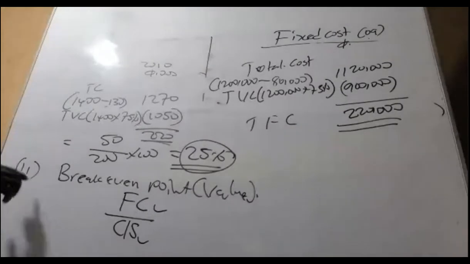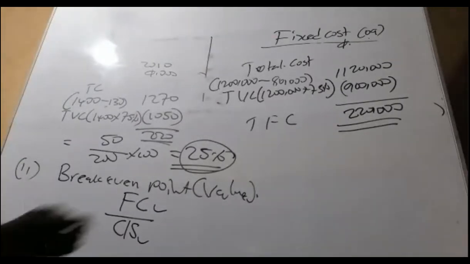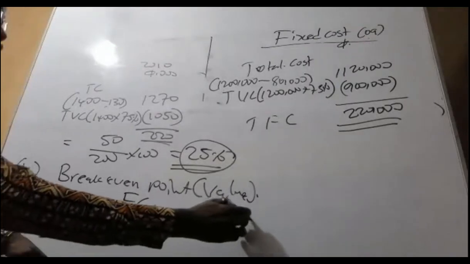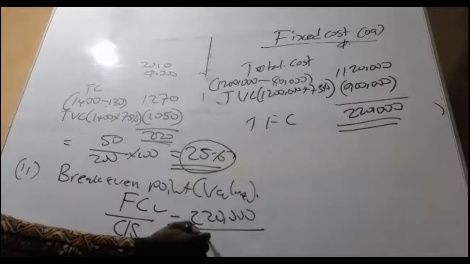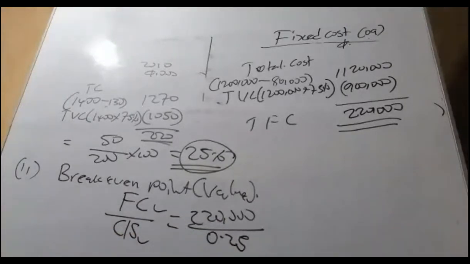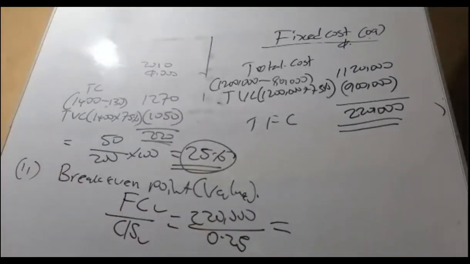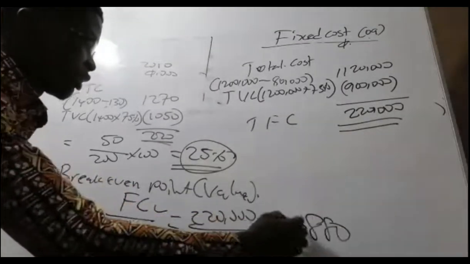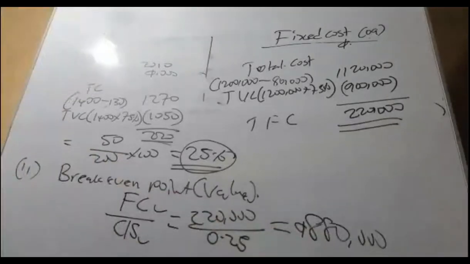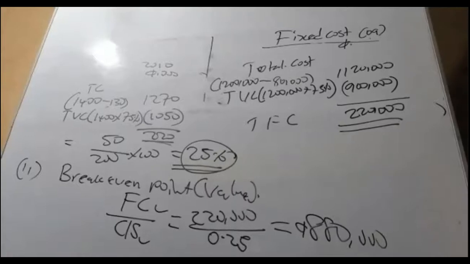Now you know the fixed cost, so we can come and substitute it in the calculation. So therefore, the breakeven point is fixed cost, 220,000, all divided by the CS ratio of 0.25. So that is the game. The answer will be 220 divided by 0.25, that's 880. So 880 Ghana cedis. That is the breakeven point in value terms.